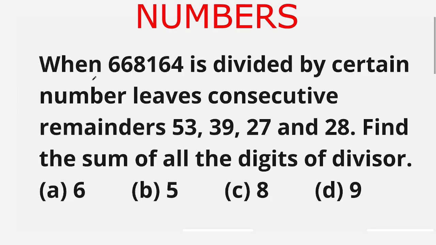Our question is, when 668164, that is 668,164, is divided by a certain number, it leaves consecutive remainders 53, 39, 27 and 28. Find the sum of all the digits of the divisor. The given options are option A 6, option B 5, option C 8, option D 9.